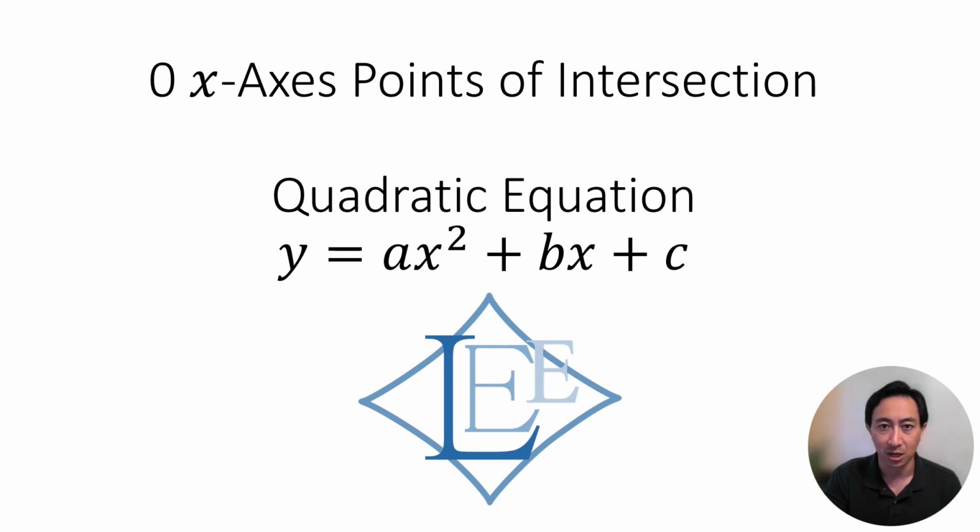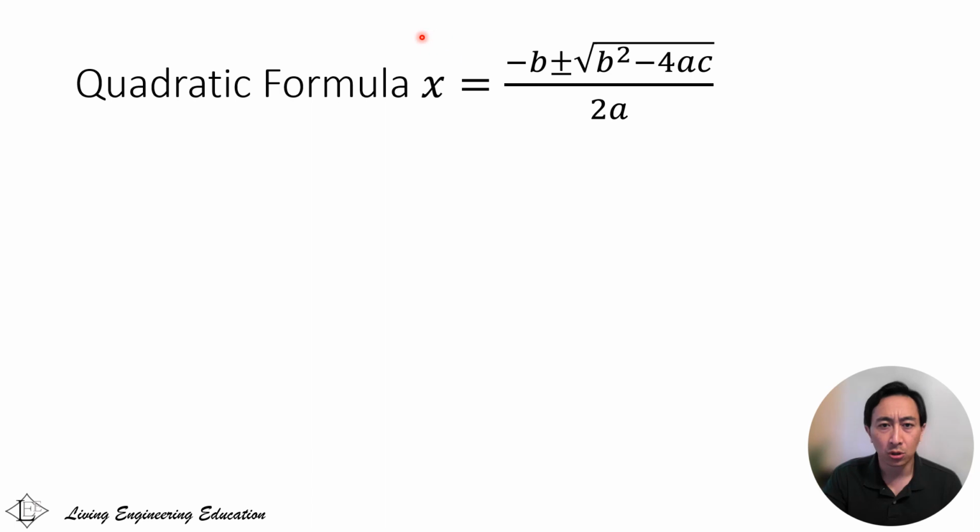In this video, we're going to look at how to identify when there are no points of intersection on the x-axis. So we're going to need to use the quadratic formula, as you see here: minus b plus or minus square root of b squared minus 4ac over 2a. And the a, b, and c are directly related to the quadratic equation y equals ax squared plus bx plus c. So you've probably seen this in some form.